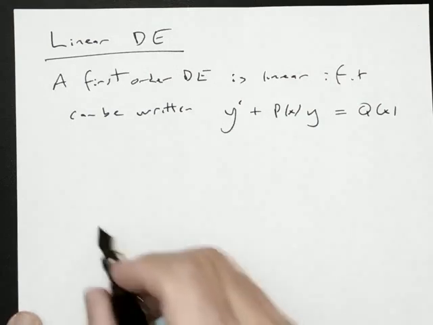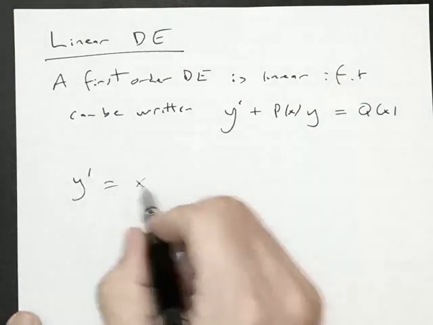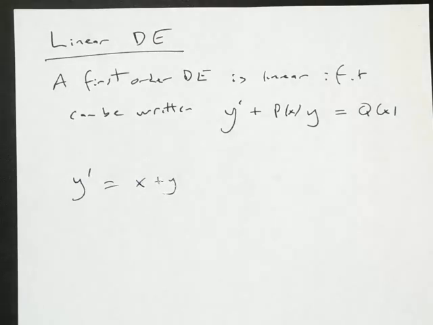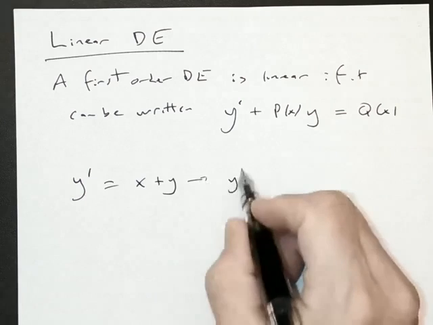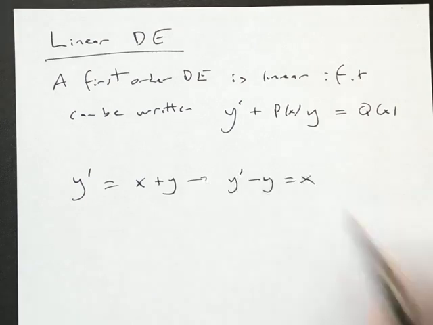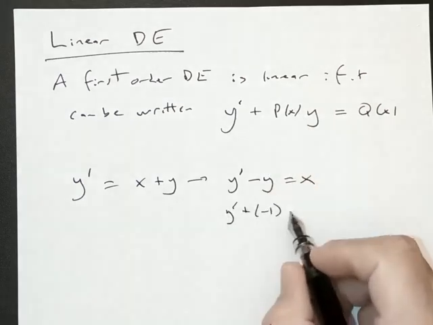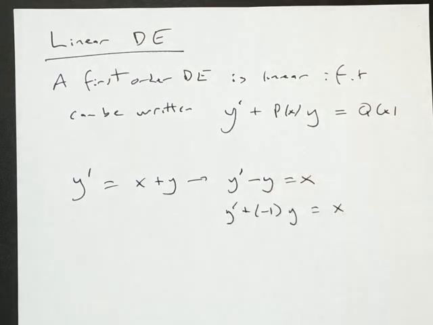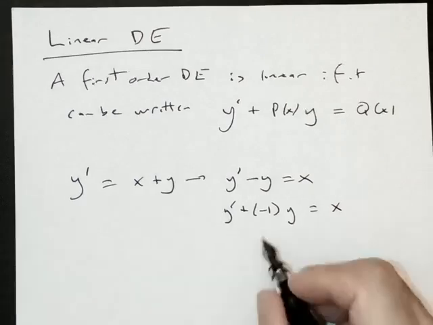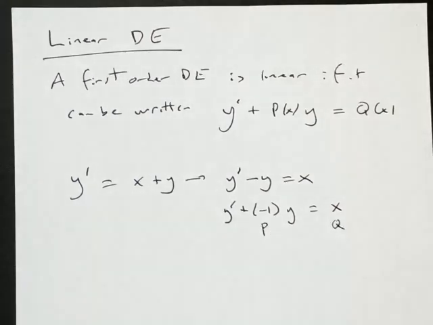Something like the very first differential equation we were working with back in 9.1, where we were just looking at the slope fields. I can rearrange that to look like this. And then I have y prime plus -1 times y equals a function of just x. So here's p of x, and here's q of x.